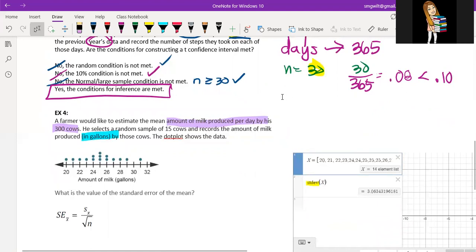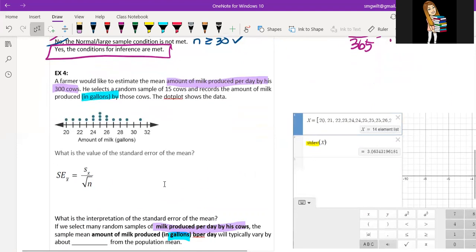For the last example, we're going to look at calculating the standard error of the mean. So if I'm given a situation, I can look at the data and determine if I'm allowed to calculate standard error. I've got just a screenshot of the Desmos input just to save some time for this video. In this example, a farmer would like to estimate the mean amount of milk produced per day by his 300 cows. So that's what we're estimating. Sorry, the population mean that we're estimating. He selects a random sample of 15 cows and records the amount of milk produced in gallons by those cows. The dot plot shows the data.